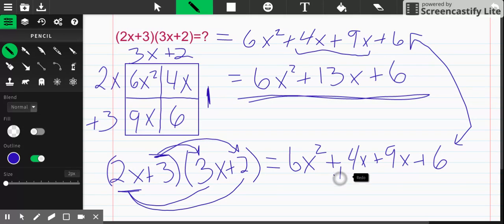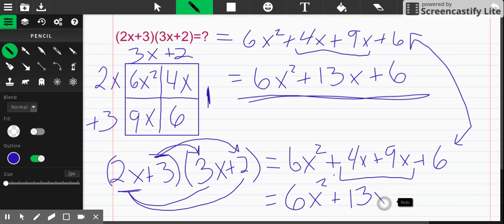So to finish this off, I'm going to just combine those last things again, and I get the same answer that I had above. 6x squared plus 13x plus 6. All done.